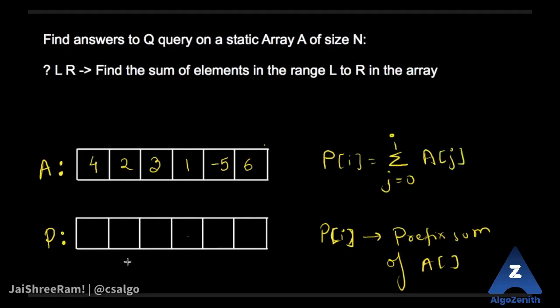This is what we are storing in P, and we can build this P array pretty easily if we build it in the forward direction. We directly put the first element as it is, because there is only one element. The next element is the sum of these two elements, so that is 6. The next element is the sum of these three elements, so that is 9. The next element is 10, and the next element is 5, and the next element is the sum of all these elements.